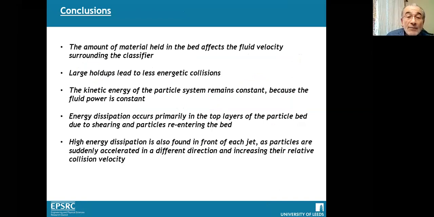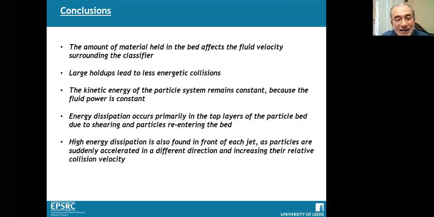Large holdups lead to less energetic collisions. The kinetic energy of the particle system remains constant. We don't know exactly why, but we speculate that that is because the total fluid power input to the system is constant. So Luis right now is actually looking at changing the fluid power by changing the pressure of the system and see what we get there.